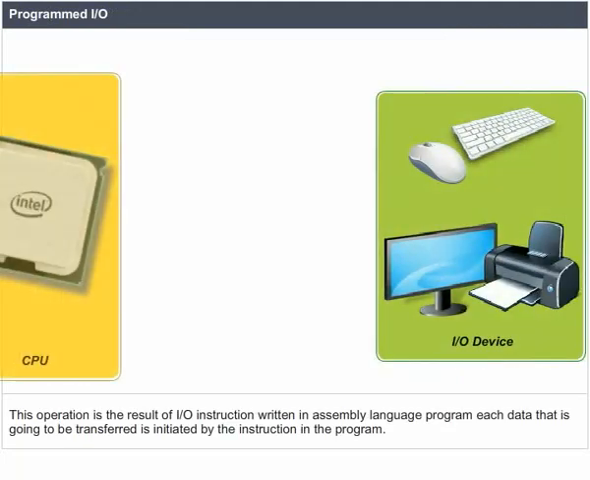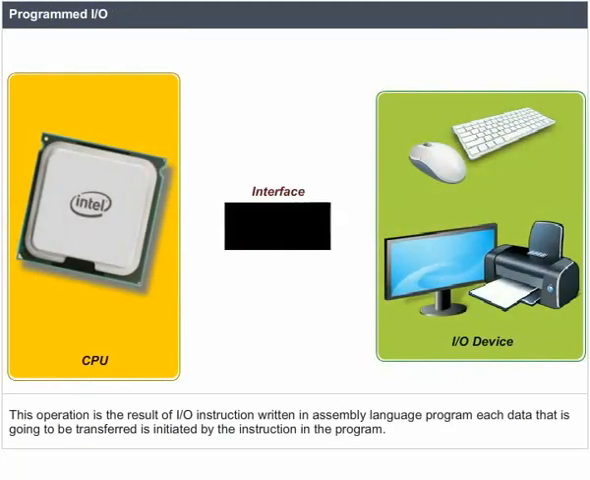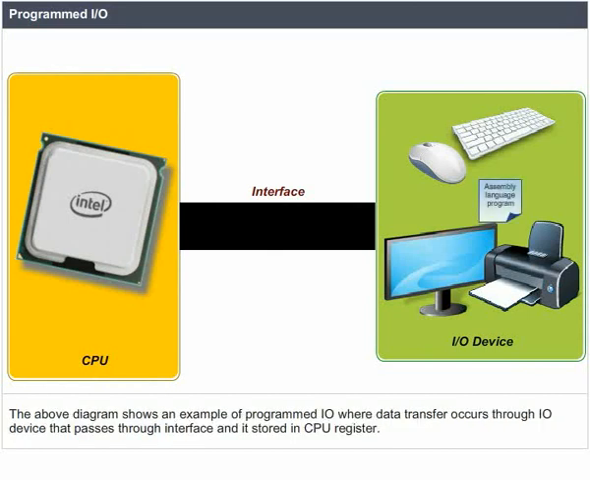Programmed input-output. This operation is the result of input-output instruction written in assembly language program. Each data that is going to be transferred is initiated by the instruction in the program. The above diagram shows an example of programmed input-output where data transfer occurs through input-output device that passes through interface and is stored in CPU register.